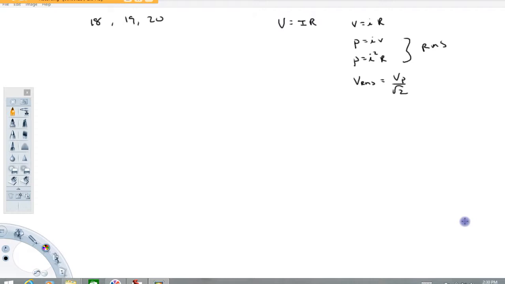So the first thing I'm going to do is write down everything that I was just given in the problem. We were given a power, 25 watts. We were given a 60 hertz source. Talk about what that means in a minute. And a maximum voltage, I'm going to put Vmax here, of 170 volts.